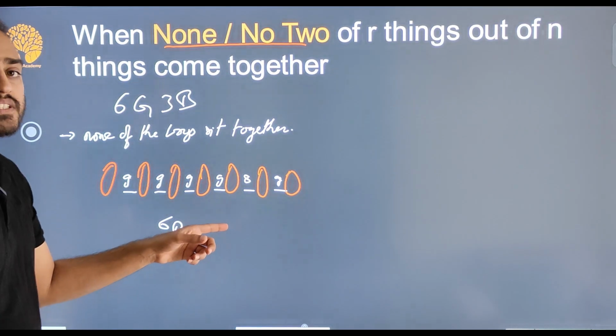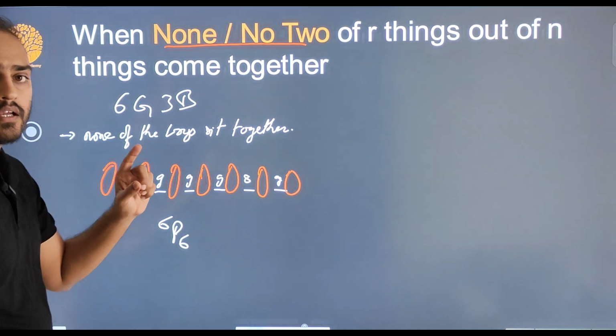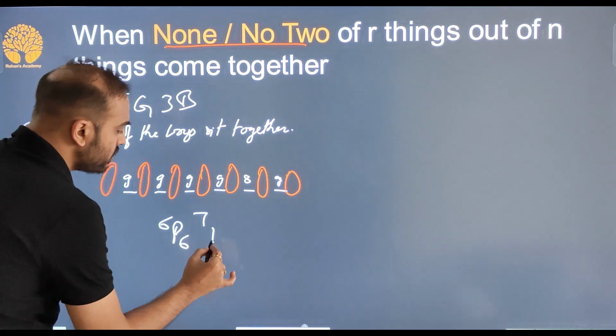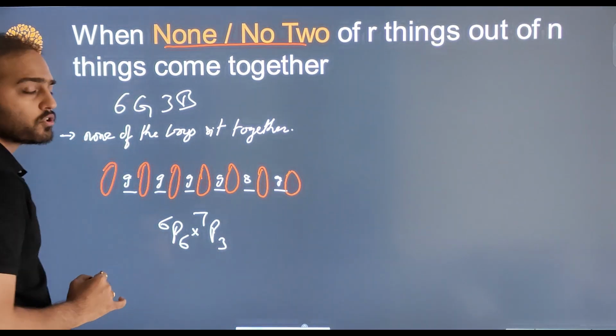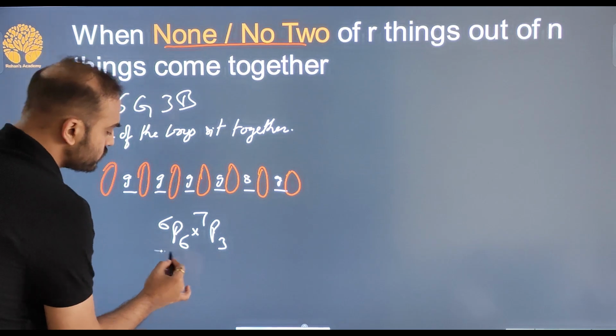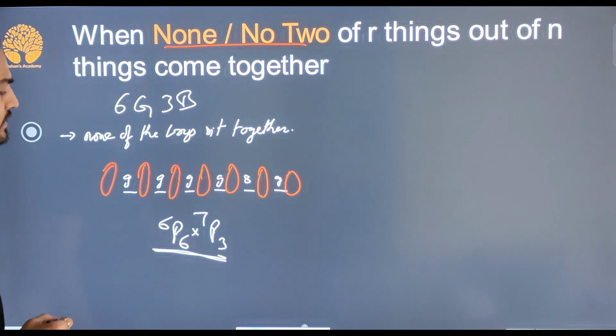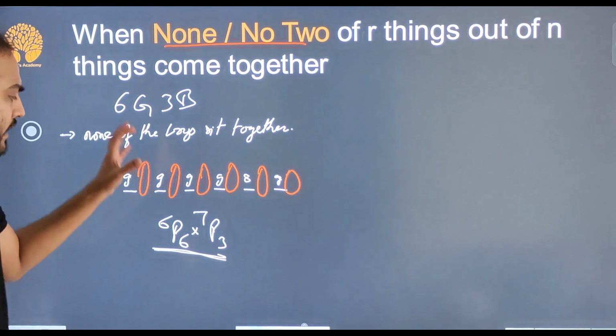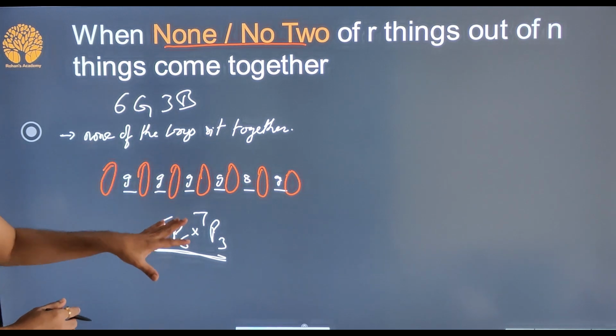How many options am I going to use? Only 3, because there are only 3 boys. So I have 7 options available, but I am going to use only 3 for the boys. So the answer becomes 6p6 times 7p3. Now let that sink in. Let's try and understand this.